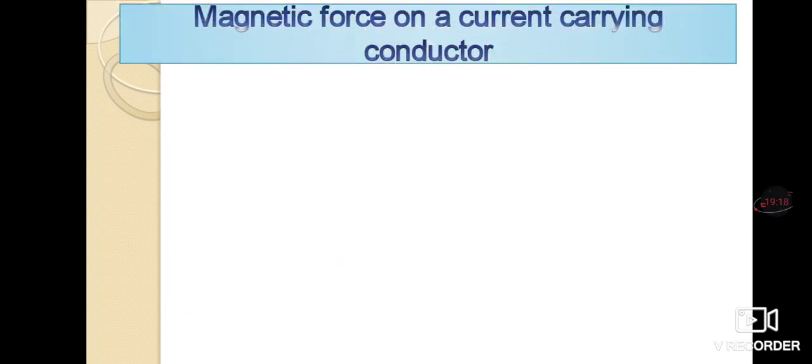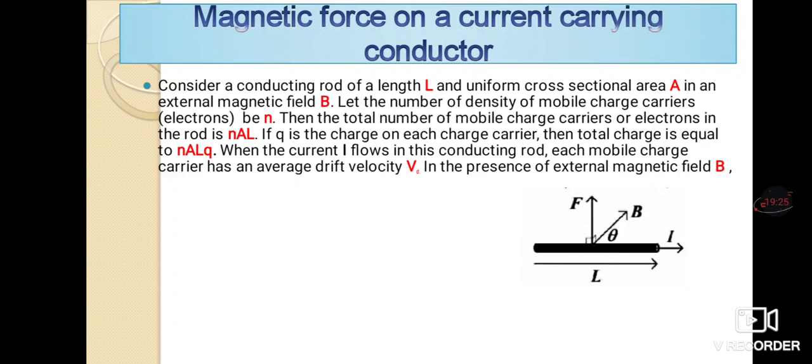Coming to the next concept, that is the magnetic force on a current carrying conductor. This is also a very important derivation for 5 marks. So in this case we have to consider one conducting rod of length L and uniform cross sectional area A in an external magnetic field B. Let the number density of mobile charge carriers, or we can say the electrons, be n. So n number of electrons are present here.